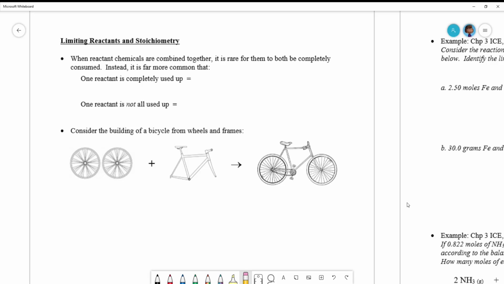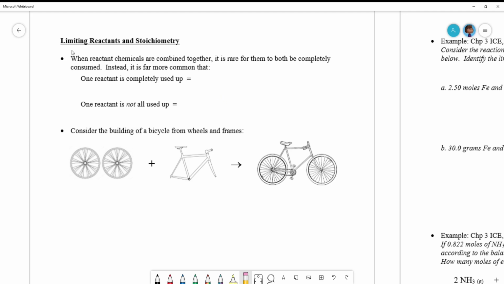Hello, everyone. So the topic is now limiting reactants in stoichiometry. Last time we looked at mass-to-mass stoichiometry, and before that, mole-to-mole stoichiometry. And we found out that stoichiometry allows us to calculate the quantities of reactants or products involved in reactions.